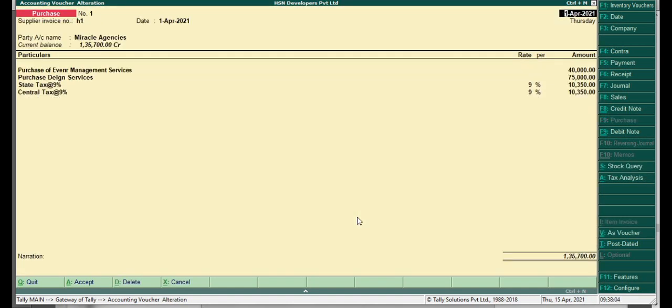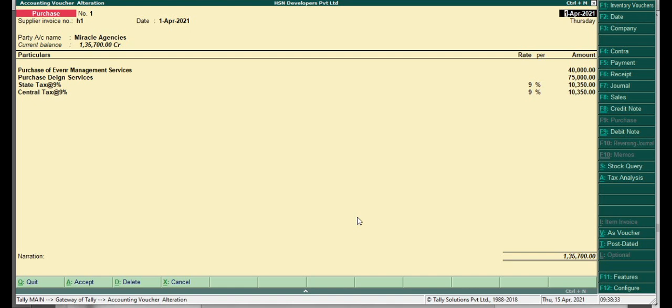So we have purchase of event management services and purchase of design services, multiple services under a single voucher. How to enter multiple transactions in a single voucher we have seen now. So purchase event services are 40,000 and purchase design services 75,000. These two services belong to the same tax percentage, that's why we have no need to worry. The tax percentages whatever we have written will be calculated based on the values we have.